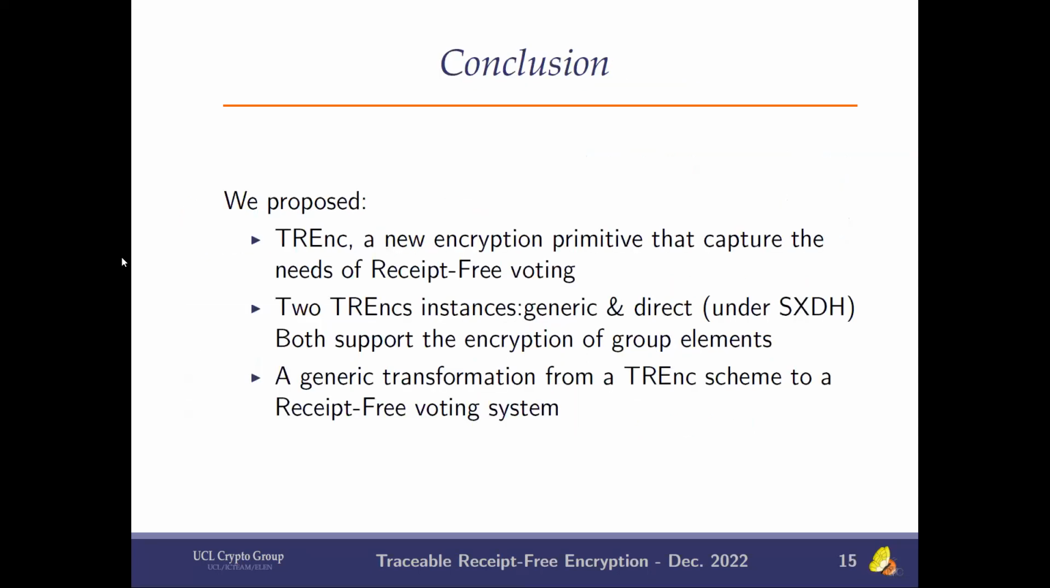And so in conclusion, we have three main contributions. The first one is this new security primitive, trunk, that captures the exact security properties that we need to build receipt-free systems. Then we have two constructions, a generic one and a direct one under SXDH. And finally, a generic transformation that, from a trunk scheme, outputs a receipt-free voting system.